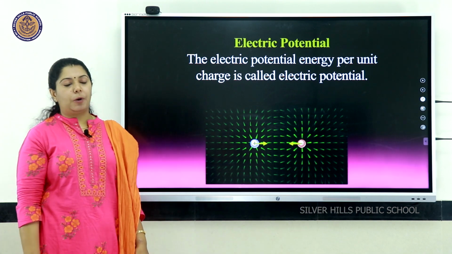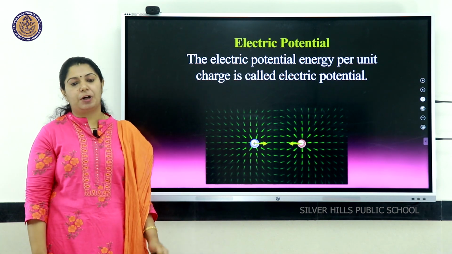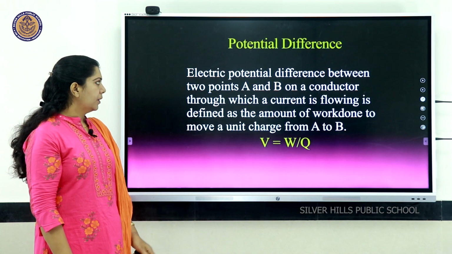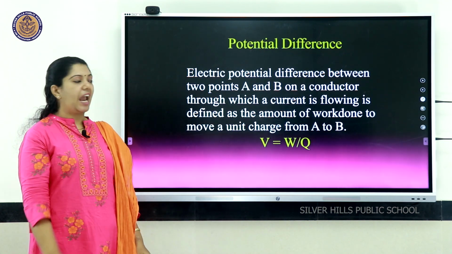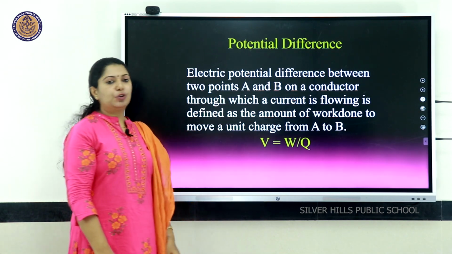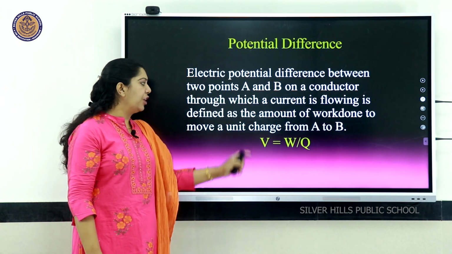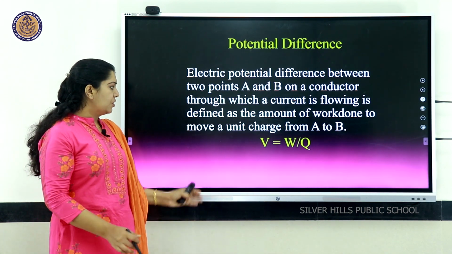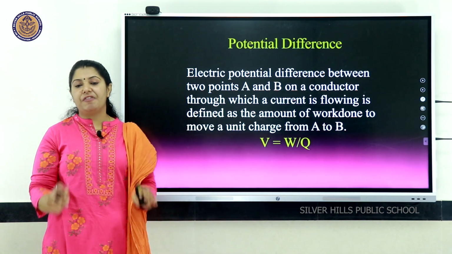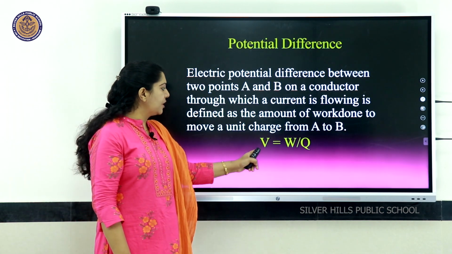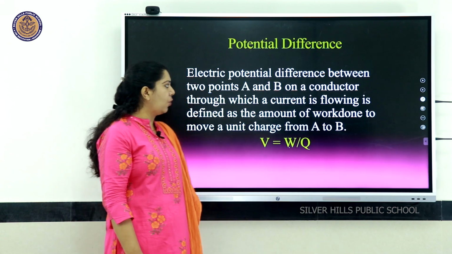Next topic is electric potential. The electric potential energy per unit charge is called electric potential. Potential difference. Electric potential difference between 2 points A and B on a conductor through which a current is flowing is defined as the amount of work done to move a unit charge from A to B. So we can say that the potential difference V is equal to W divided by Q, where V is the potential difference or voltage and W is the work done and Q be the quantity of charge.